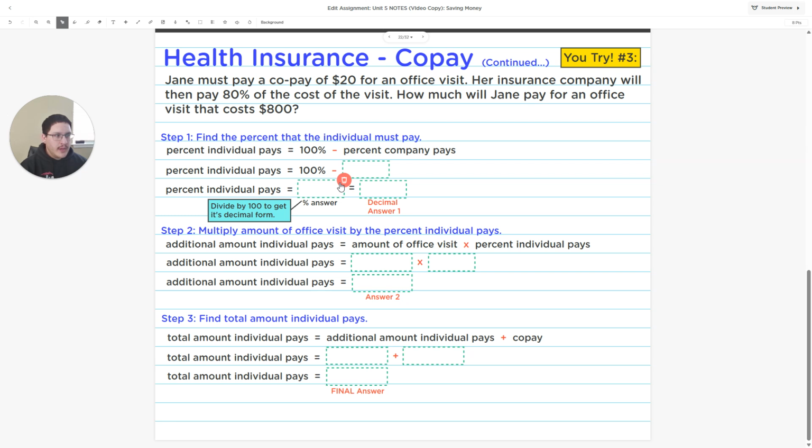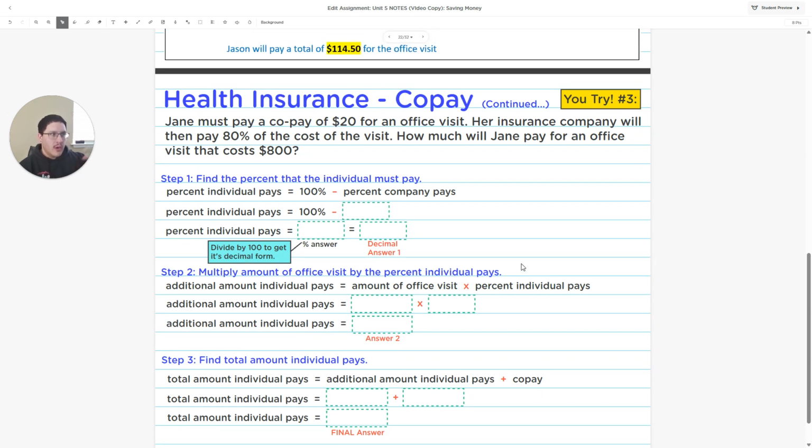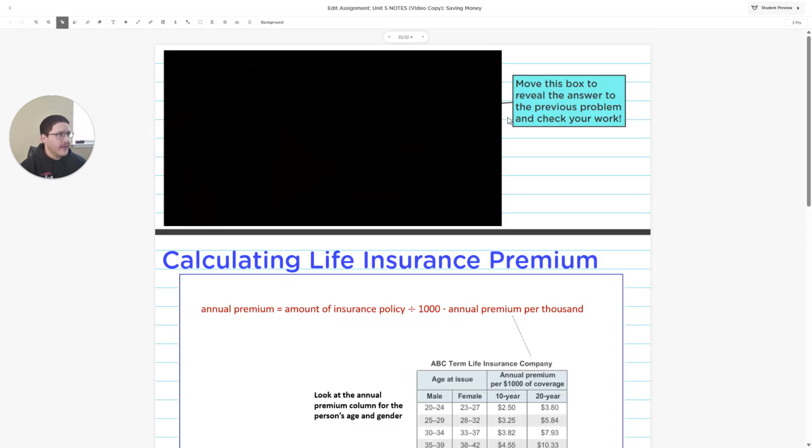Again, if you're following along in ClassKick, I want y'all to go through the problem and see if you can figure it out on your own. And then I believe on the next slide, on page 23, you can move this box to see if you're doing all the steps correctly.